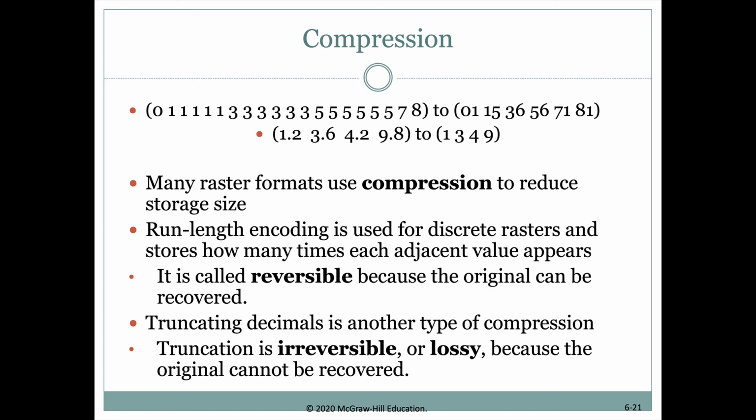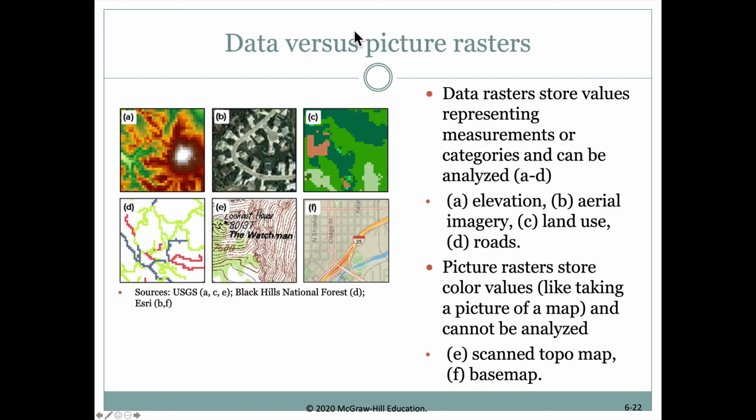You would have to find the original data if you wanted to know what those decimal values were and needed that sort of precision. So one way to think about raster data is that we have data rasters and picture rasters. Sometimes rasters can represent things like elevation or aerial imagery or land use or where roads are, and those would be examples of data rasters. They store values, and those represent measurements that we are able to analyze, whether it's a digital elevation model, the actual elevation at a certain location, or what type of road is located at a certain location.